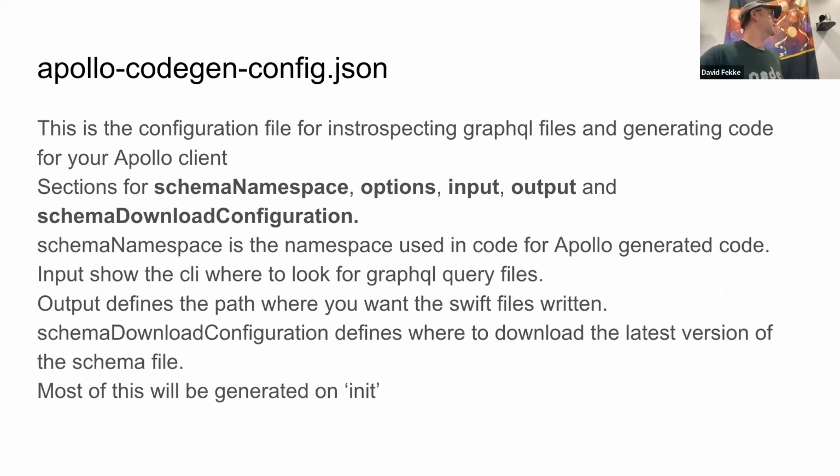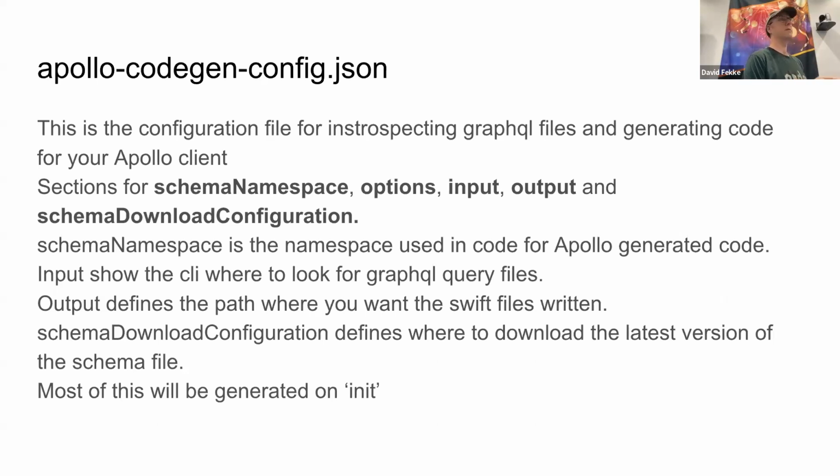So there's essentially 5 different sections to the codegen. The first one's the easiest part, which is the schema namespace. That's basically what you're going to name your GraphQL schema in your application. And then you use that throughout your code to refer to the specific GraphQL queries and objects you're trying to use.